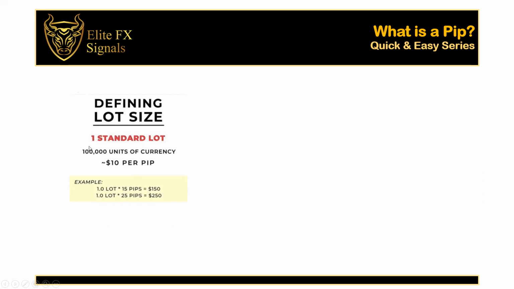So a standard lot again uses 100,000 units of currency, which give or take gives us a pip value of, let's say, $10, in general. So one lot, if we make 15 pips, we would gain $150. If we manage to make 25 pips, then we would gain $250, which is a substantial amount.